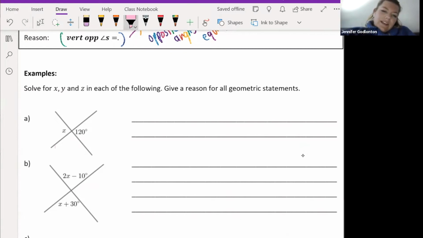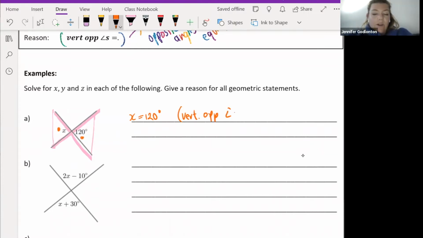Okay. So here are my two straight lines. So that would be my bow tie. All right. Which means that this angle needs to be equal to that angle. So I can actually jump straight in and say x is equal to 120 degrees because vert opp angles are equal. Okay, that's simple. I can jump straight into that.